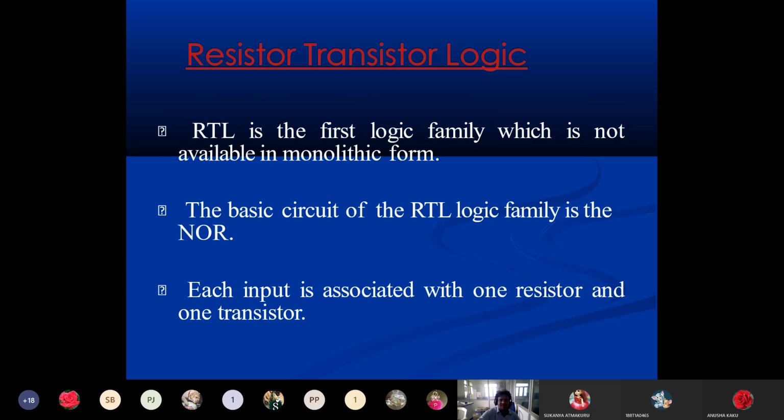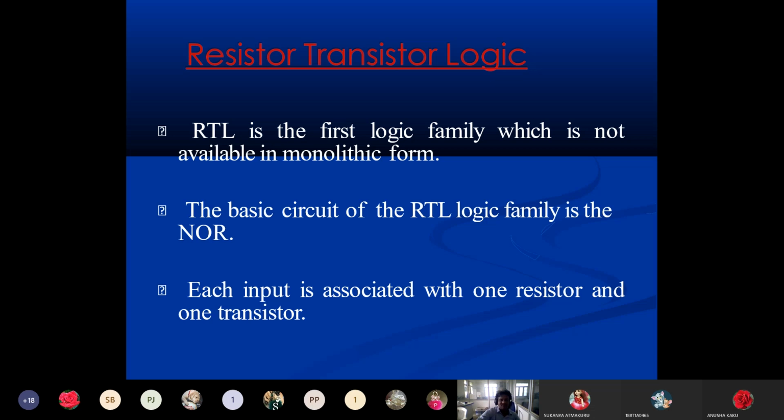Next logic family is resistor transistor logic, RTL logic. RTL is the first logic family, which is not available in monolithic form. The basic circuit of the RTL logic family is the NOR gate, and each input is associated with one resistor and one transistor.